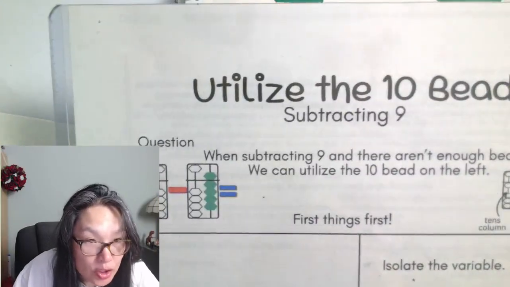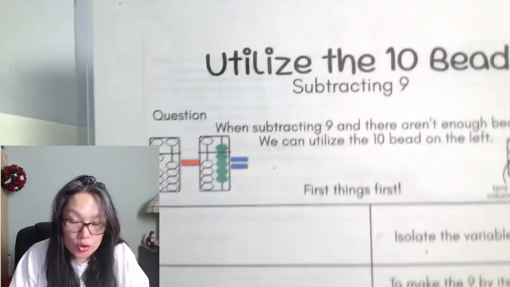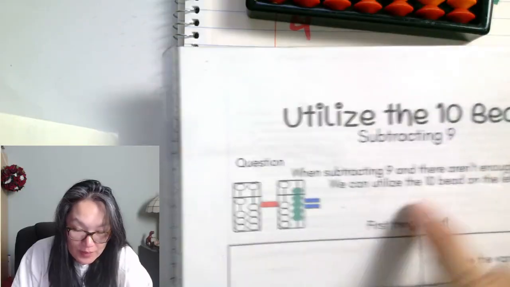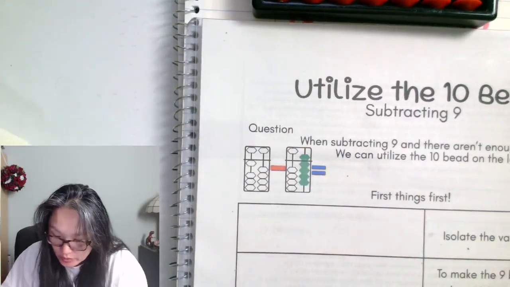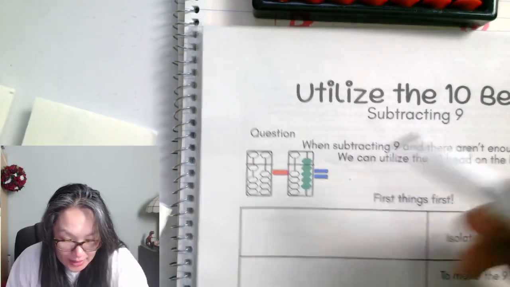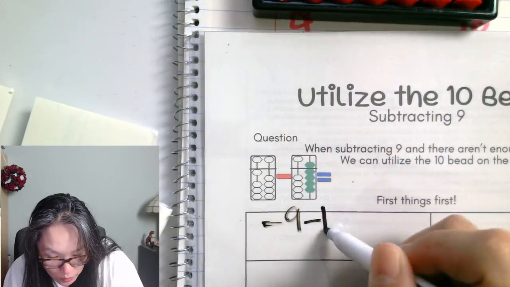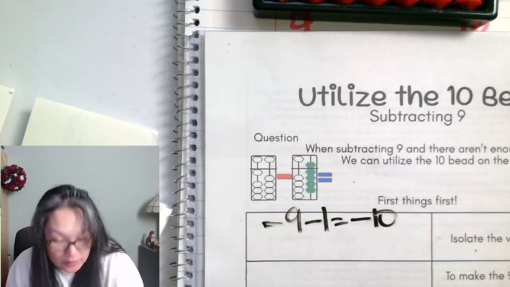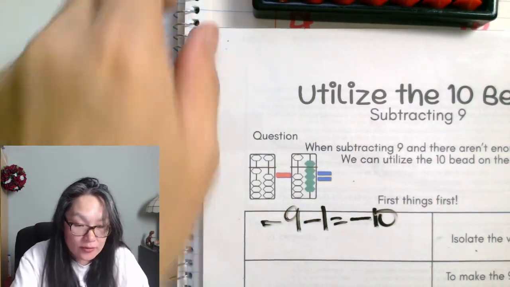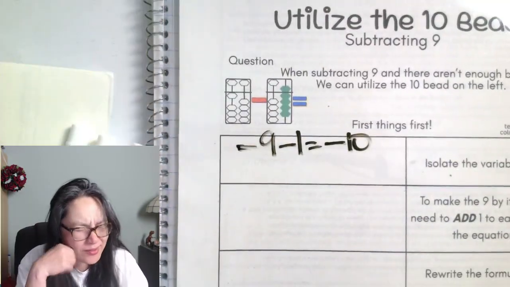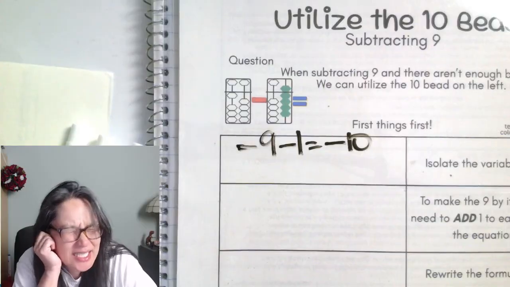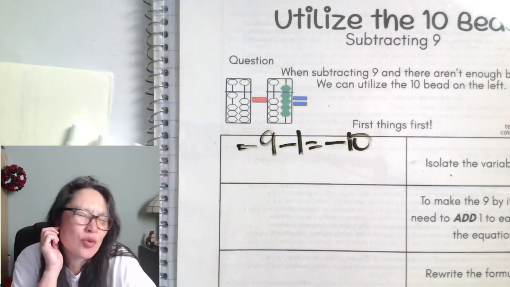This time I'm going to utilize my 10 bead. To utilize the 10 bead, we know how to make a 10. When I want to do a 9, so 9 minus 9 minus 1 equals to minus the 10. That's the formula. This is the subtraction family that we need to understand.